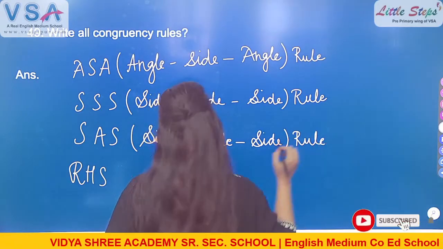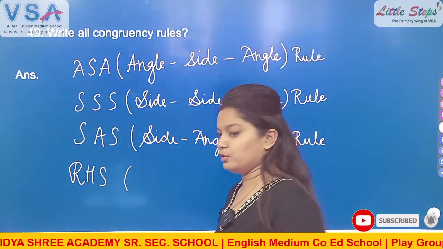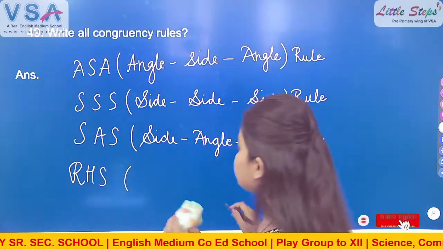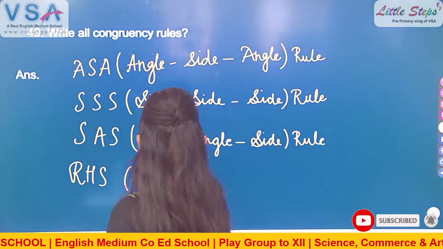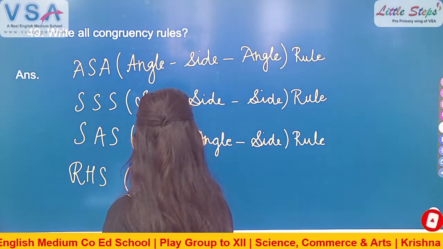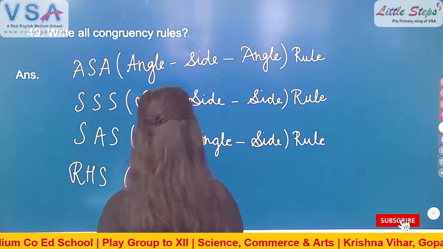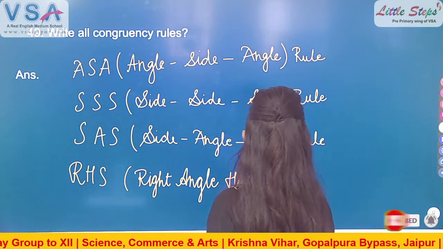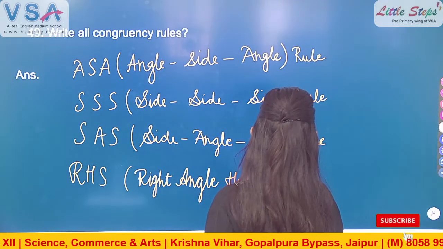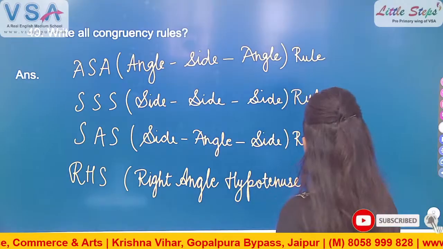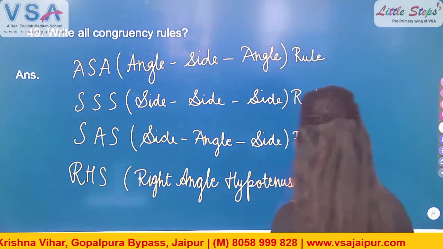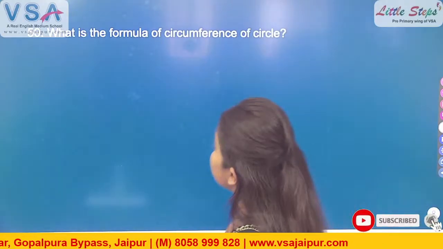And lastly, we have the RHS rule. You all know where RHS is used? In a right triangle: right angle, hypotenuse, side. Yes, next we have, what is the formula of circumference of circle?